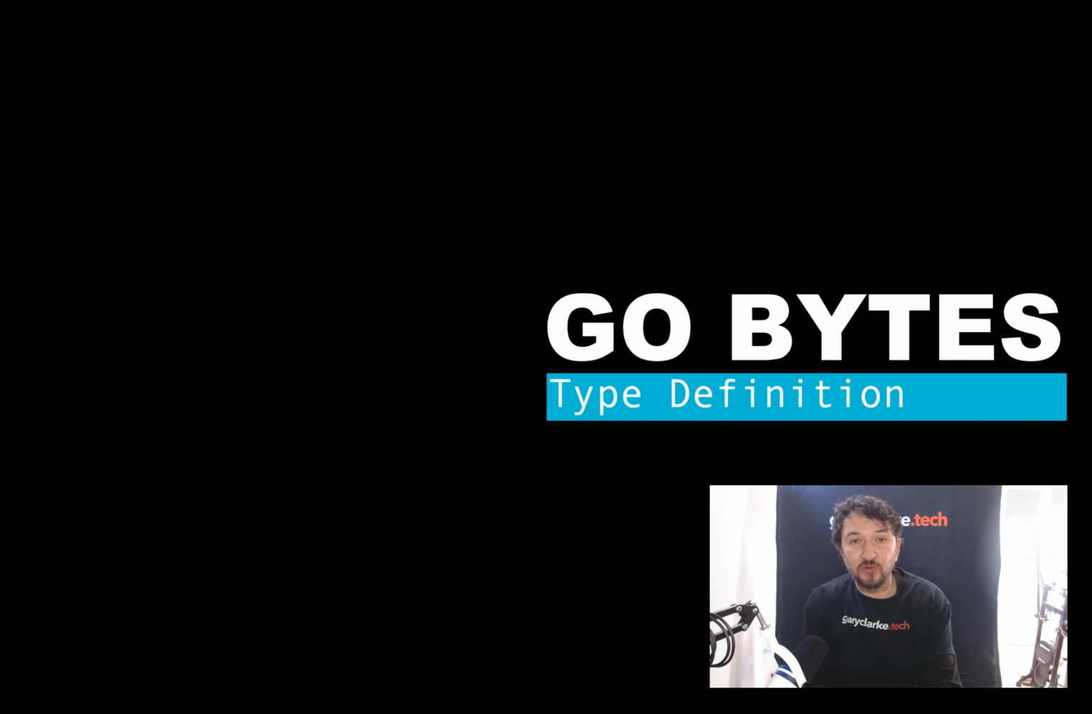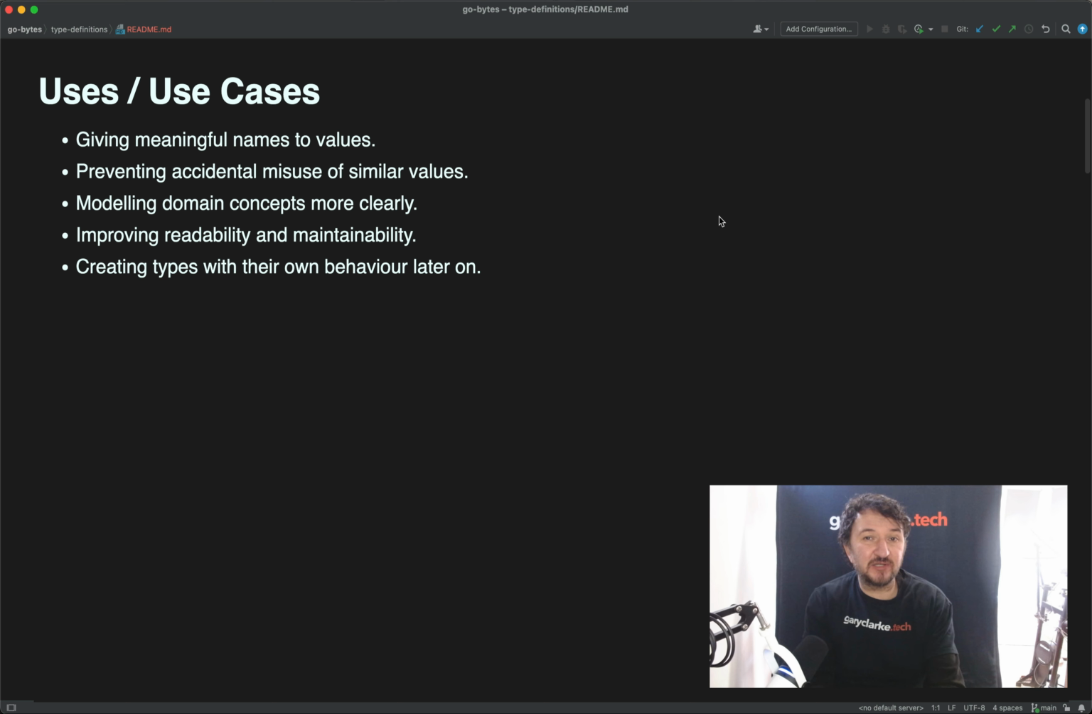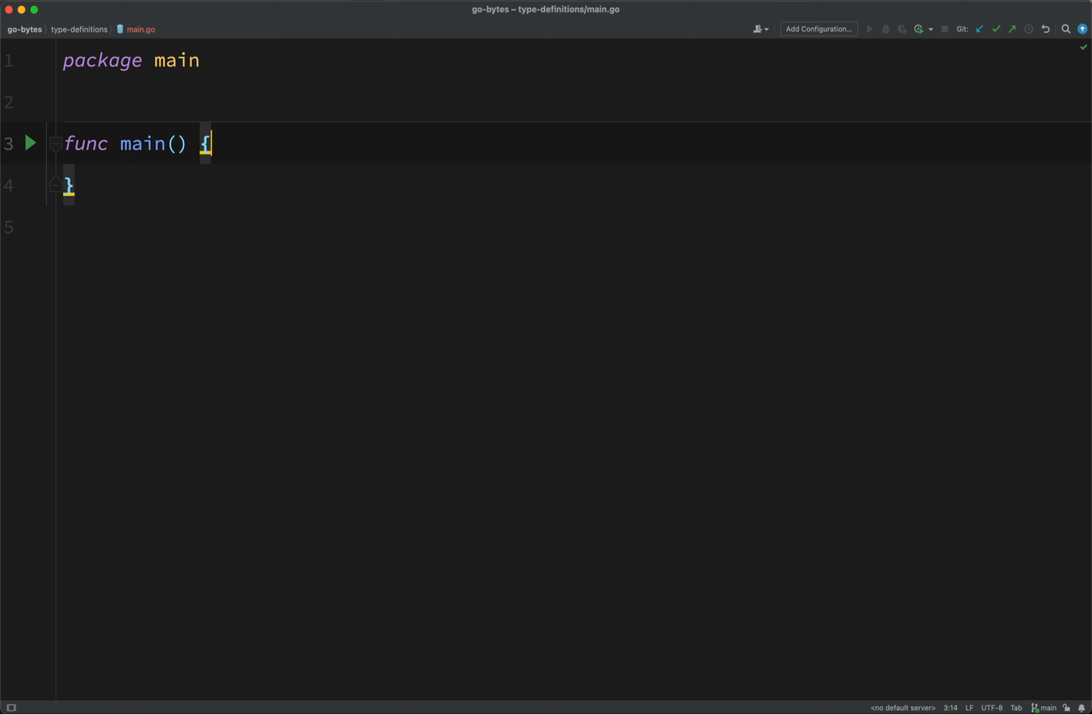Something which is pretty cool about Go is that it enables you to create new types based on existing ones, and we refer to this as type definition. Being able to define your own types or create new types based on existing ones helps make your code more clearer, safer, and easier to understand. So what am I talking about and how do you do this?